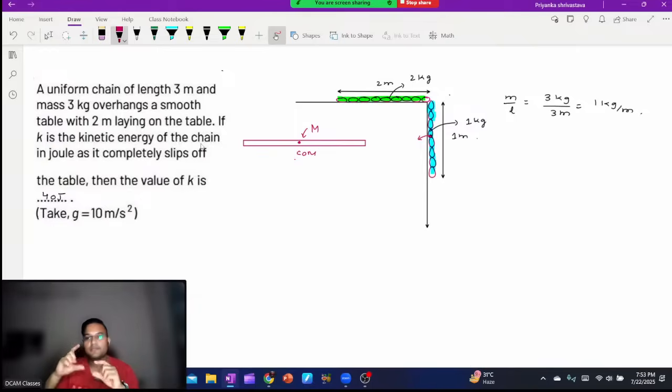Correct. You are assuming the minus mass two is supposed to be at the center of the hanging part. Yes, that's the concept of center of mass. For a uniform mass distribution, the mass actually lies at the center for uniform bodies.